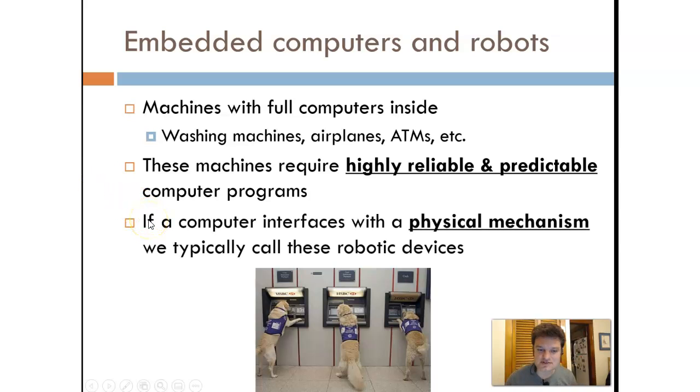If our computers interface with a physical mechanism, we typically will call these robotic devices. Not always the case. Sometimes there are only software robots out there, but for our intents and purposes, and for what most people discuss and consider robots, they have to interact with a physical mechanism.